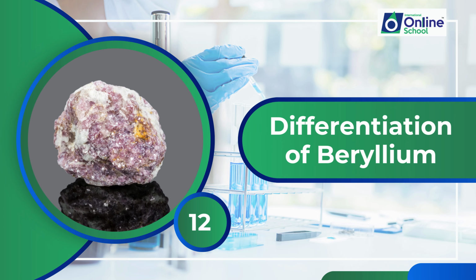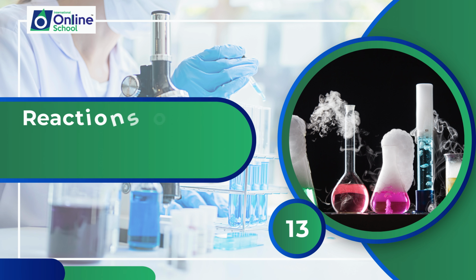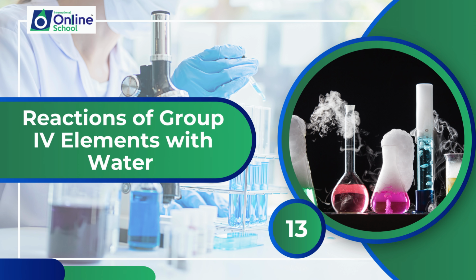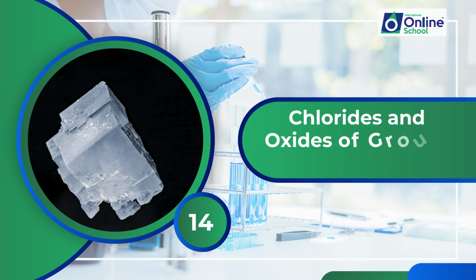You'll engage in analytical thinking to differentiate beryllium from other members of its group. Understanding the unique properties and behavior of beryllium compared to other alkaline earth metals is the key focus of this lesson. This lesson shifts focus to group 4 elements, where you'll describe reactions of group 4 elements with water. Practical insights into the chemical behavior of these elements will be explored. Continuing with group 4 elements, you'll discuss the chlorides and oxides of these elements. This lesson emphasizes the practical applications of the chemical properties of compounds formed by group 4 elements.